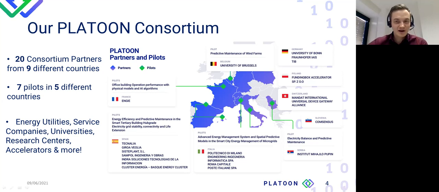And here on the same map, you can see, on the one hand, our pilot projects, which I will explain more in detail later. And on the other hand, we have the different partners that are participating in Platoon. Our consortium consists of energy utilities, service companies, universities, research centers, one accelerator and more. So we can provide a broad expertise here.